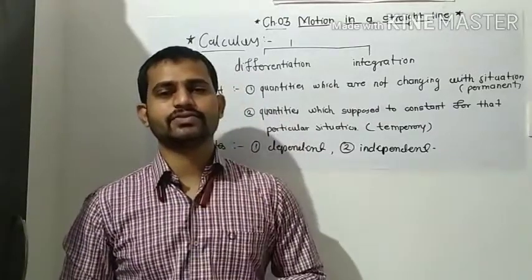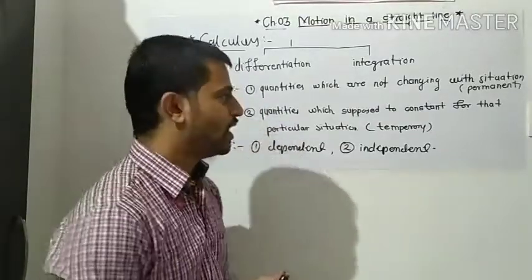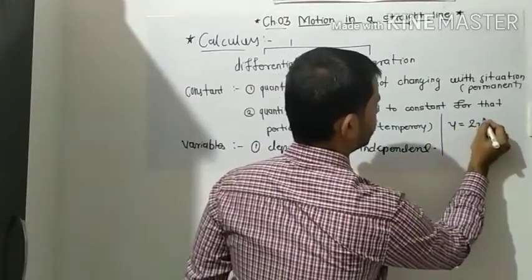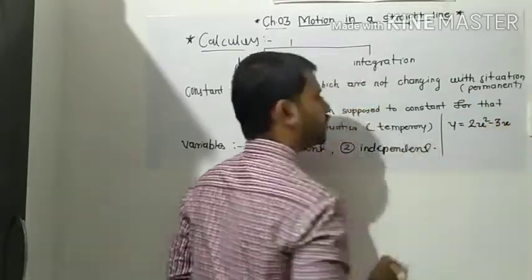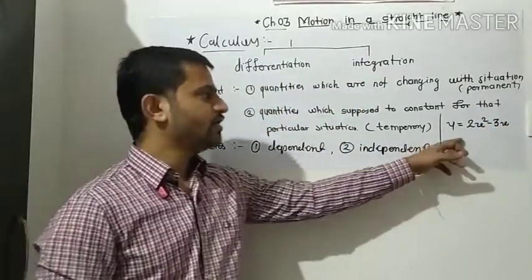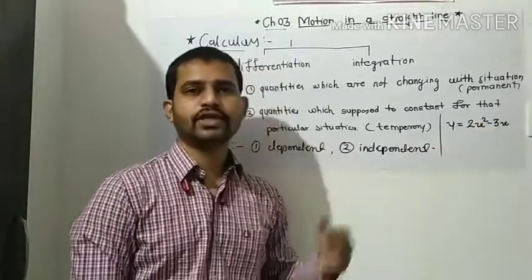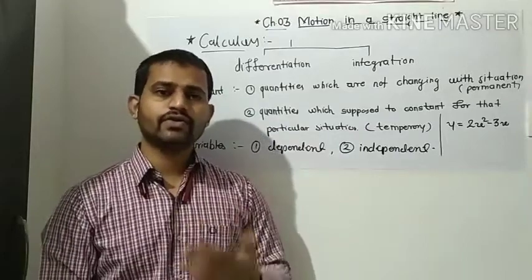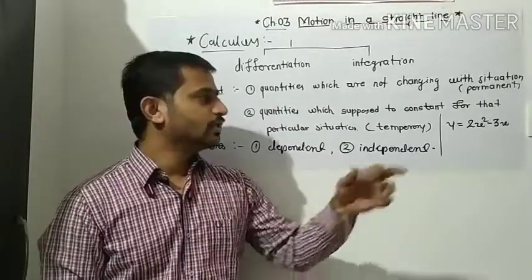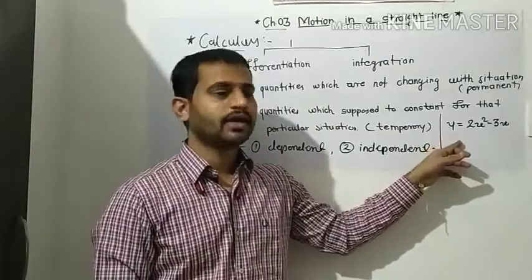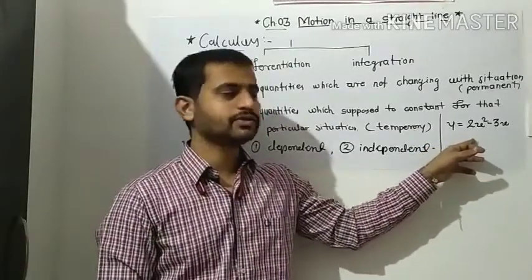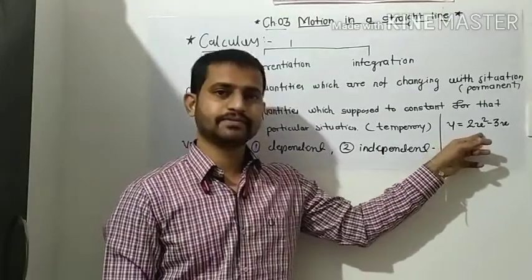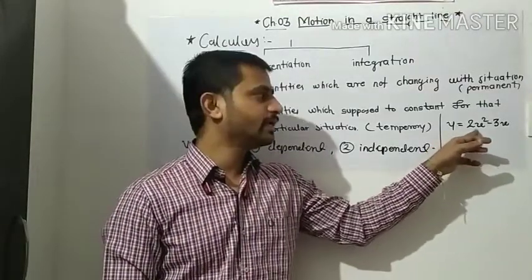Suppose in mathematics we have the equation y is equal to 2x square minus 3x. In this case, which is the dependent quantity and which is the independent quantity? If we go for this, then we come to know that y is the dependent quantity and x is the independent quantity, because the value of y completely depends on x.